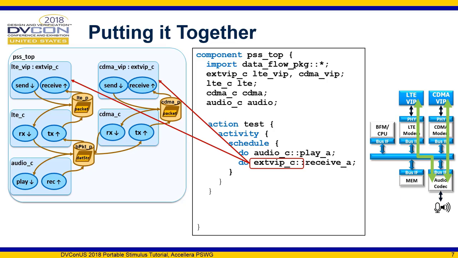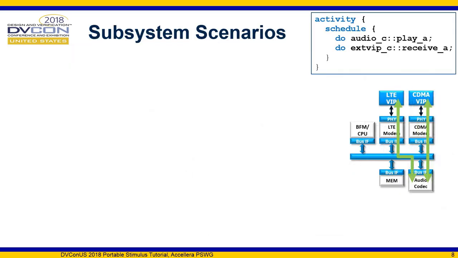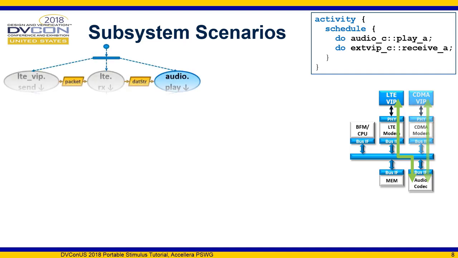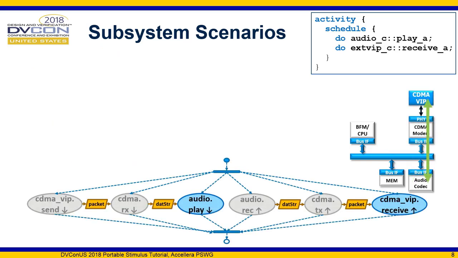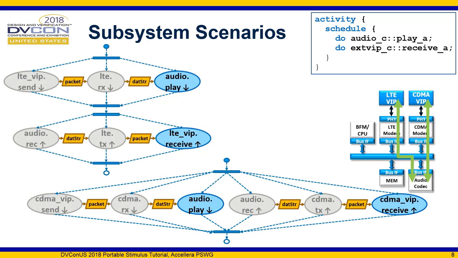So this allows you to do what I think of as a randomization by type, right? You can say, give me something of this type, and the tool will go find some instance of that type. So now, when we start thinking about what scenarios the tool could create, we said, please do an audio play with some kind of a receive. So maybe it will do audio play coming from the LTE VIP and LTE receive also coming from the LTE VIP, for example.